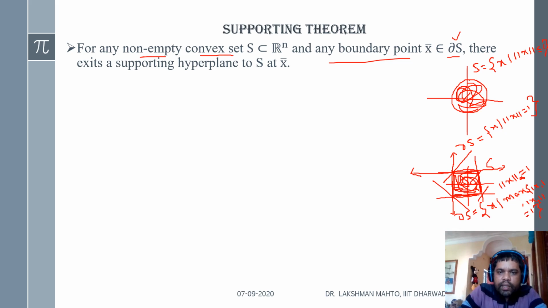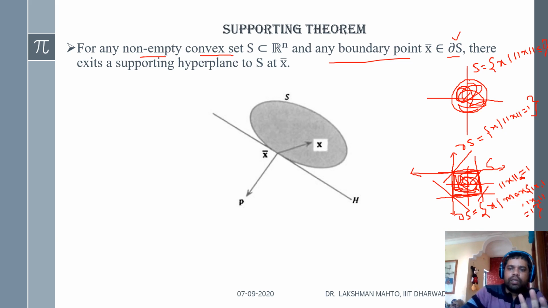For a given convex set, I'm talking about supporting hyperplane with respect to a convex set. Why? Because I had already mentioned that if you have a non-convex set, then either you will get a supporting hyperplane, or you may not get one. That's why we are avoiding a non-convex set. So here is one more example, an elliptical convex set as we have taken.